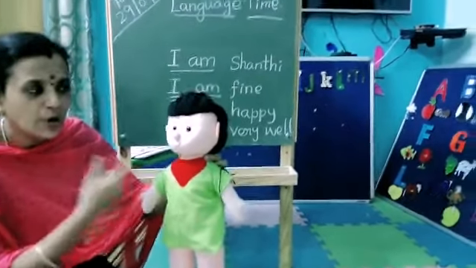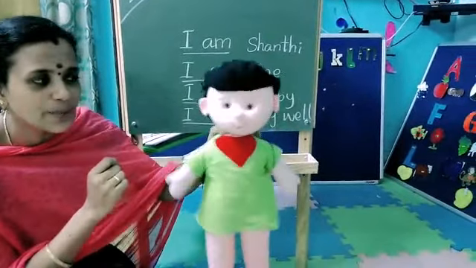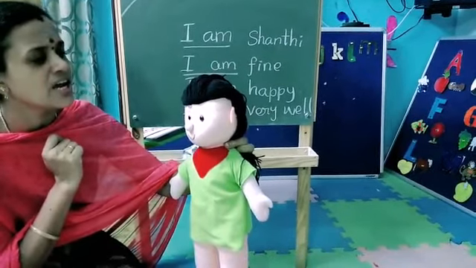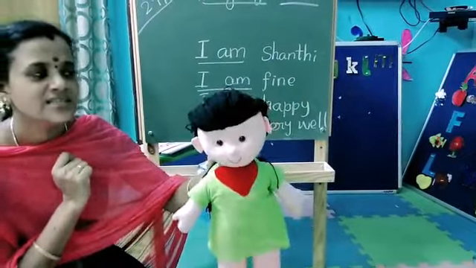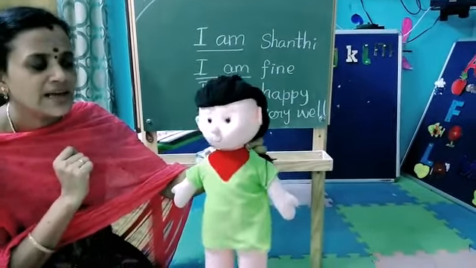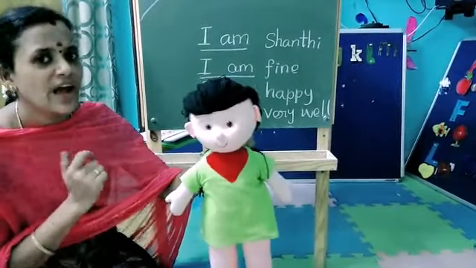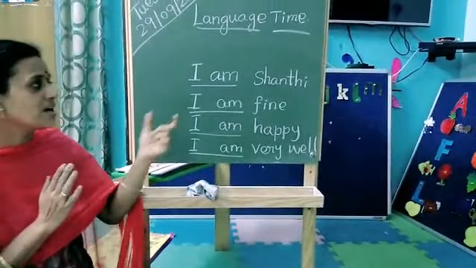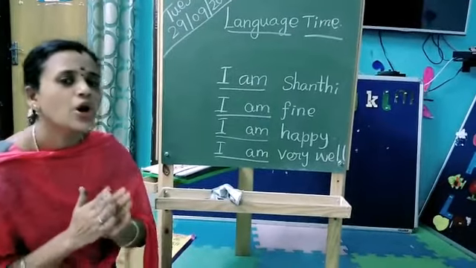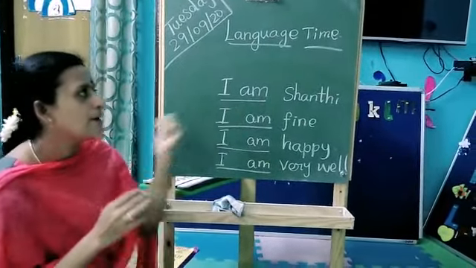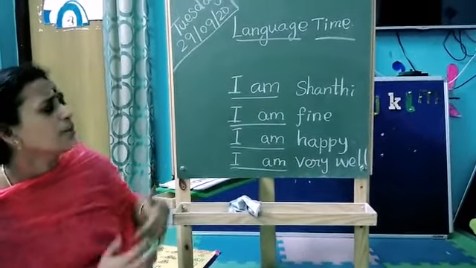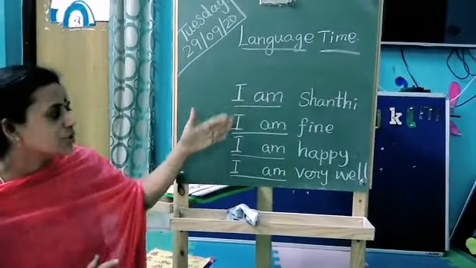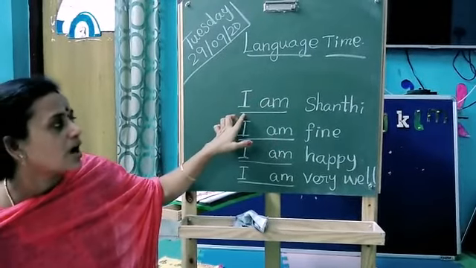So, suppose I am asking, how are you, baby? Now this girl is replying, I'm fine. Okay. Which class are you studying? Now she is telling, I'm studying in senior KG. Okay. Next, she is saying, I'm happy. I'm very well. Okay, kids. Can you understand I am what? See, when you talk about yourself or ourselves, we should use the word I am. Okay, kids? So, you can make many sentences. Here, I mentioned my name. So, in your note, you have to mention your name. Okay? Next, you write these sentences. You have to identify the I am. Okay, kids?